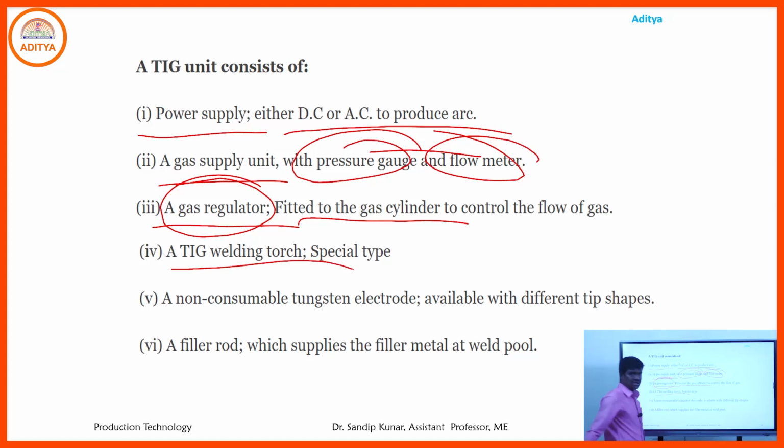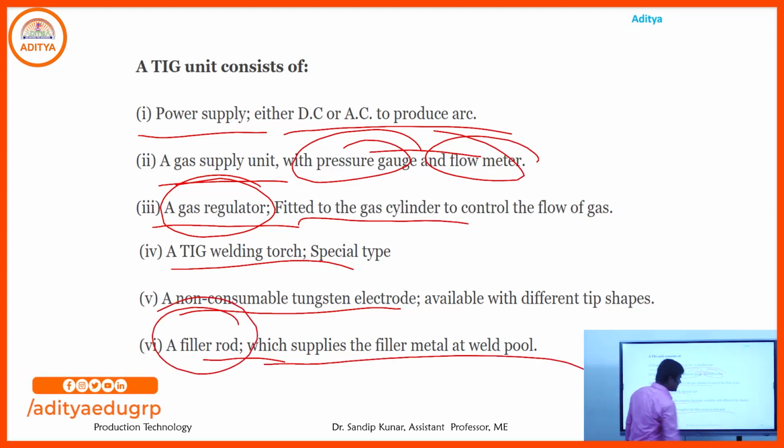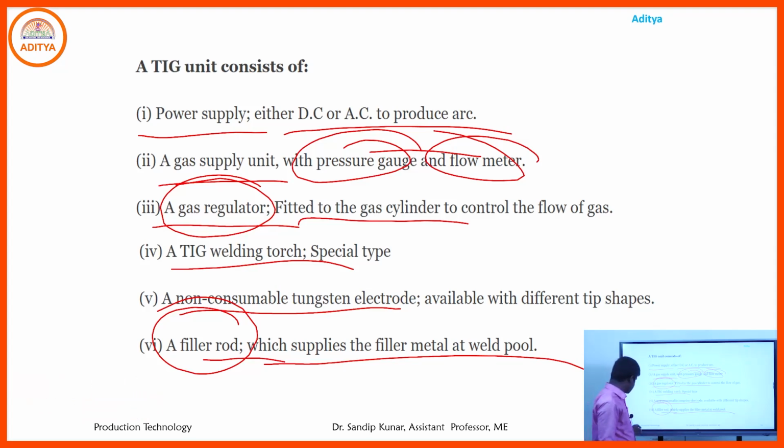Another is a TIG welding torch, a special type. The TIG welding torch holds the electrode used in the TIG welding operation. A non-consumable tungsten electrode, generally non-consumable, comes in different shapes. A filler rod supplies the filler metal to the weld pool; sometimes a filler rod will be used to supply filler metal to the weld pool, as per our requirement.